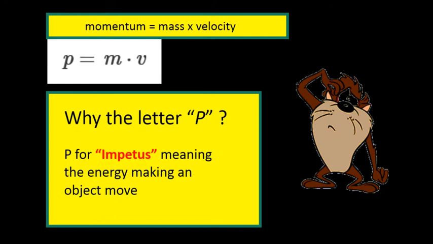All right, next here we have the formula for momentum. It's P equals M times V, or momentum equals mass times velocity. Why the letter P for momentum? Well, M is already being used by mass, so Newton couldn't use the letter M. I read a few things saying that P was used for the word impetus, that Newton used P for impetus, meaning the energy making an object move. So that's why the letter P. All you have to do is remember that P is standing for momentum.